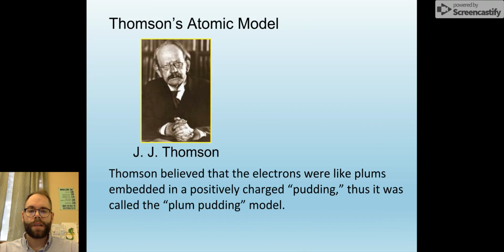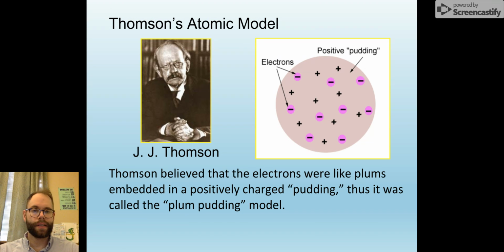So Thomson's atomic model, he surmised, he thought, that there was a positive pudding and there's electrons all around it. He was an Englishman, so therefore he called it a plum pudding model. I like to say to my students that if he was an American, it would have been called the chocolate chip cookie model because they're just split around the atom kind of at random.